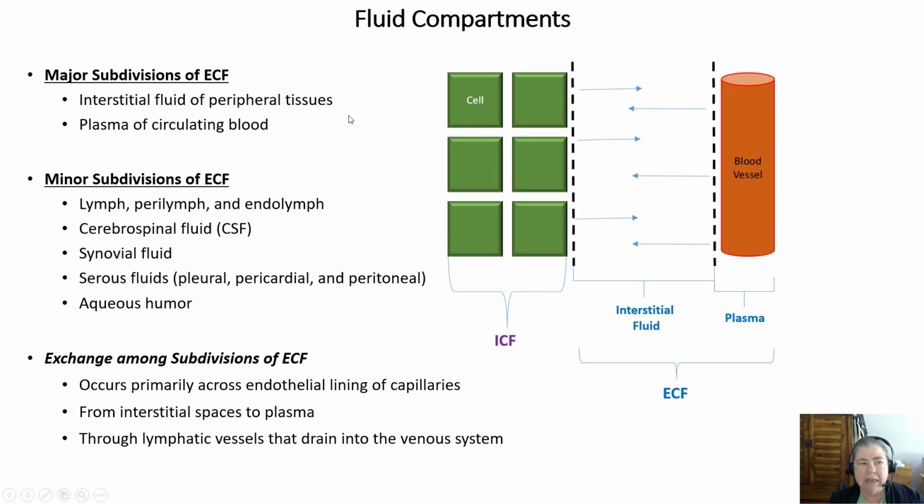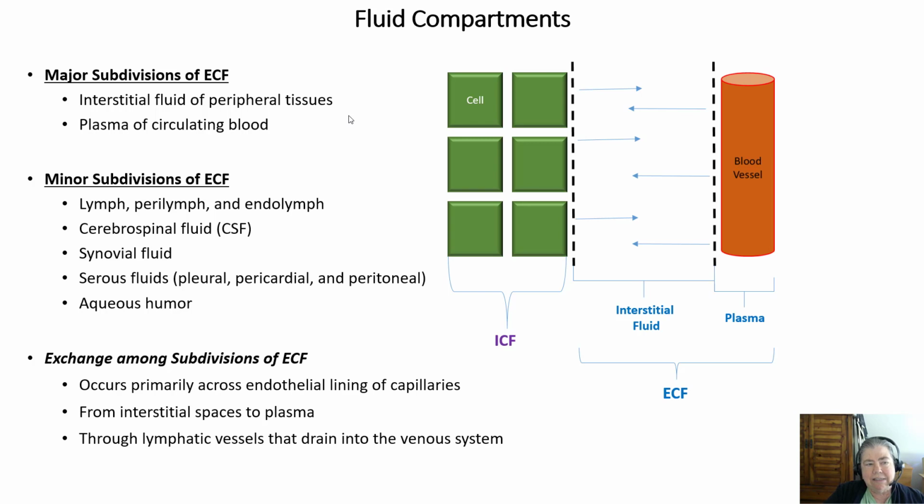In the extracellular fluid compartment, we have these two additional compartments: the interstitial fluid, which is the fluid around and between cells in all of the tissues of the body, and then the fluid within vessels, primarily plasma. But there are some minor subdivisions of this fluid that is extracellular and not interstitial.